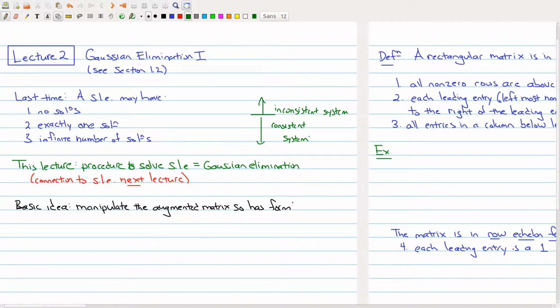So the basic idea behind Gaussian elimination is that you want to manipulate the augmented matrix so it has a particular form. In particular, we want to start with any matrix and do some sort of operations on it so that at the end of the day, we end up with something that looks like this. And I'll explain what these symbols are in a second. I'll just draw my matrix.